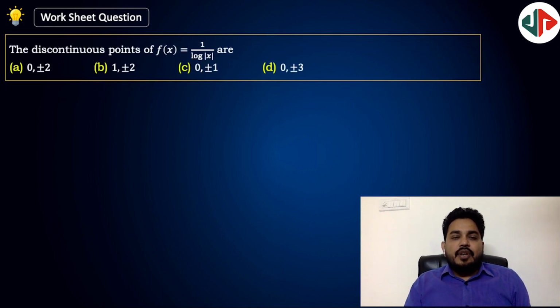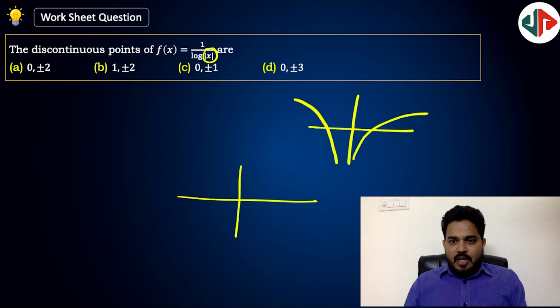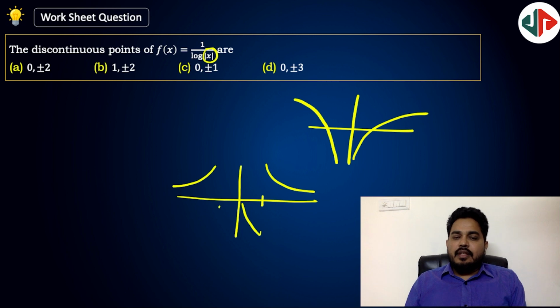The discontinuous points of 1 by log mod x. At 0 function not differentiable. Okay, log 0 and mod x is equal to, okay, what is the thing? You can try this way. This is the log mod x graph. When I take the reciprocal of that, you will be taking this value. Okay, you are going to get like this and it will be like this. And similarly, you are going to get like this.